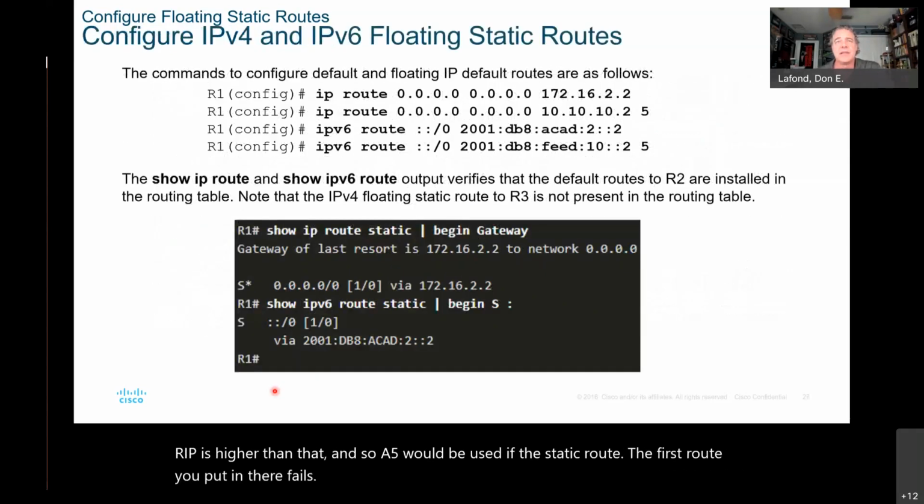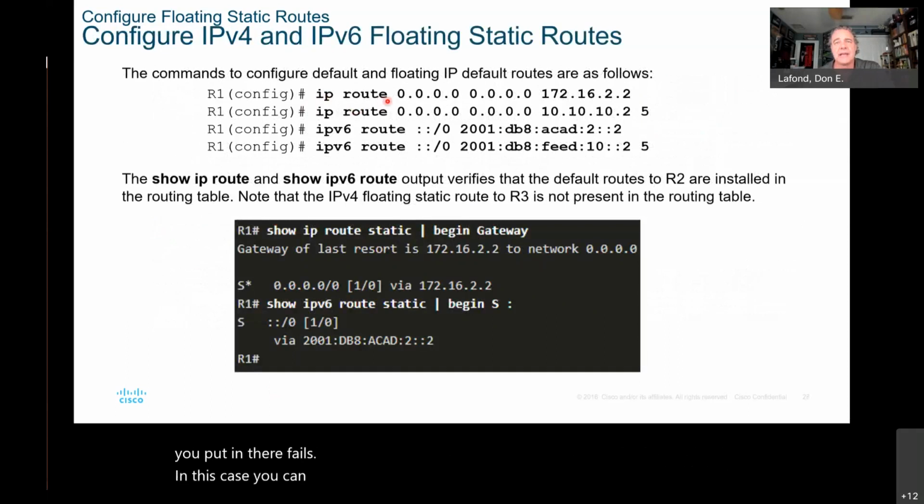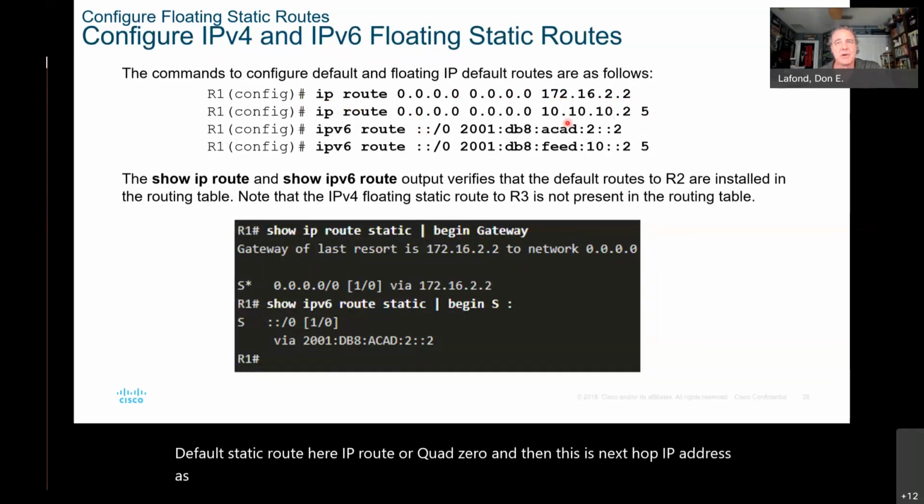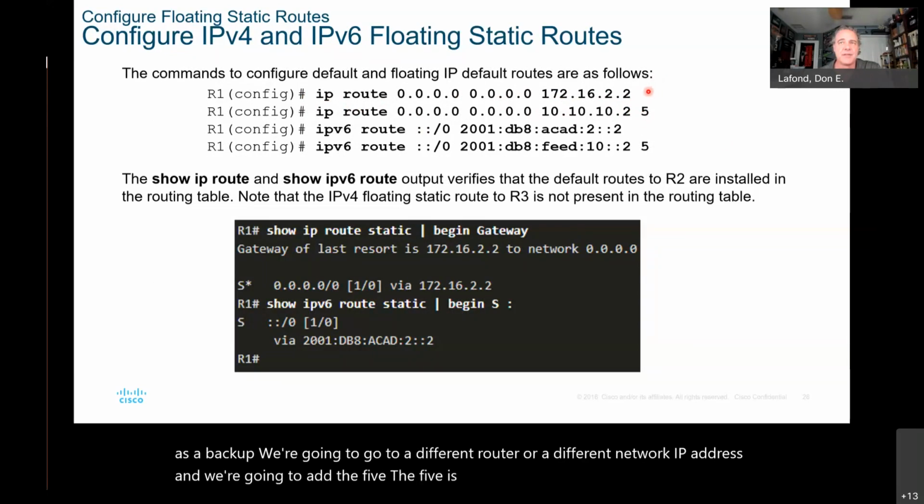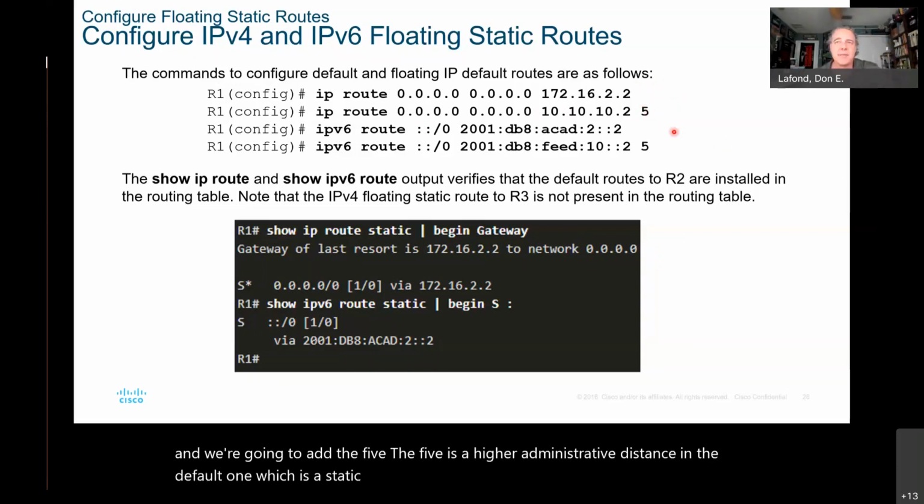In this case, you can see we configure a default static route here, IP route, all quad 0, and then this is the next hop IP address. As a backup, we're going to go to a different router, a different network IP address, and we're going to add the 5. The 5 is a higher administrative distance than the default 1, which is a static route. So the 5 becomes the backup.